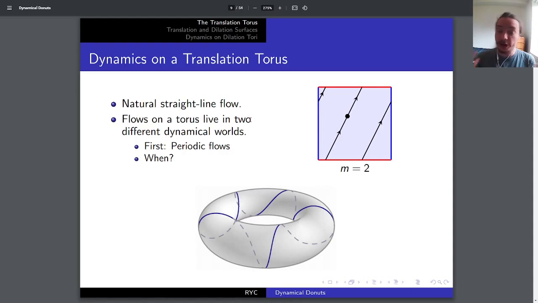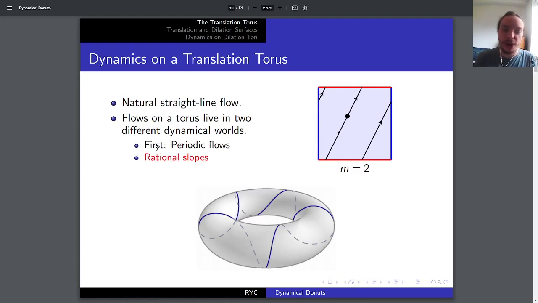So for what directions is it the case that we're going to come back to where we started and have this periodic flow? Well, as it turns out, it's going to happen whenever the slope of our line is a rational number. So whenever we have a rational slope, then we're going to come back to where we started. In the case that we've been showing, we had the slope m equals 2. And what that means is, whenever we move over by 1, we go up by 2.